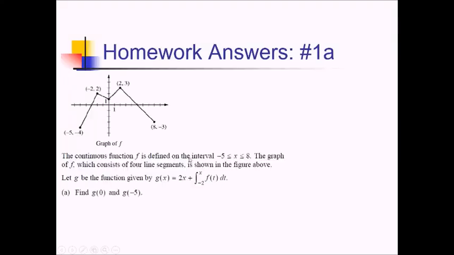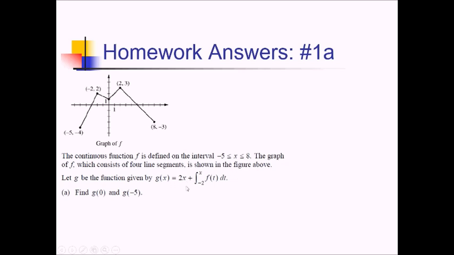For this free response, they're giving us the continuous function f, which they actually gave us a graph of right here, and there's also this function g, which is going to be 2x plus the integral of f from -2 to x. So first thing they want us to do is find g of 0 and g of -5. Well, let's start with g of 0. Here's the g function, so let's just plug in 0 to x and see what happens.